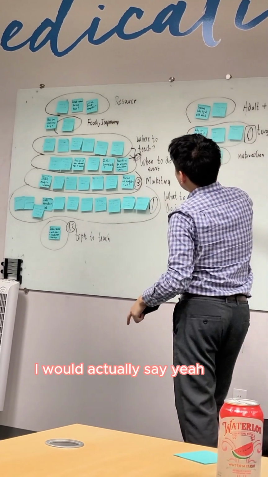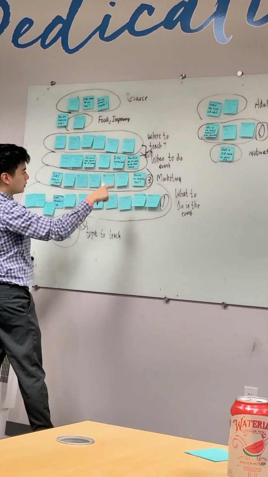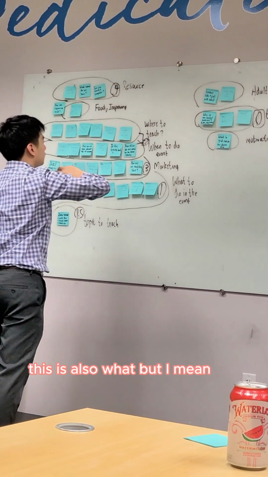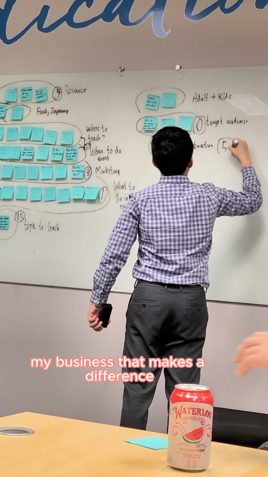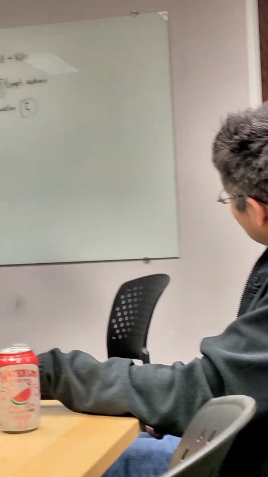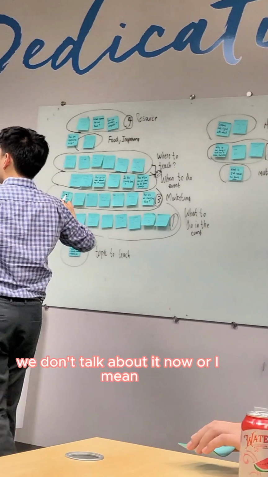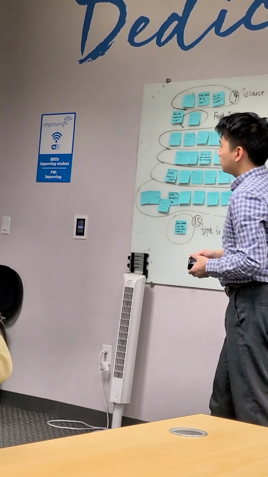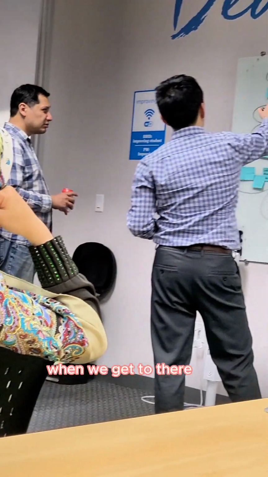I would actually say we might want to do resources as the next topic, after we have how to teach. Resources is also what improvement can give us, but my biggest concern is not resources. If it makes a difference, like bringing a laptop for every kid is going to make a difference. Do you feel like the topic isn't as important because we can move it down? We don't have to talk about it now. I guess it depends how broad it is. Is what's missing laptops? That wasn't really my guess, because everybody has laptops. Well, when we get there, we can talk about it.